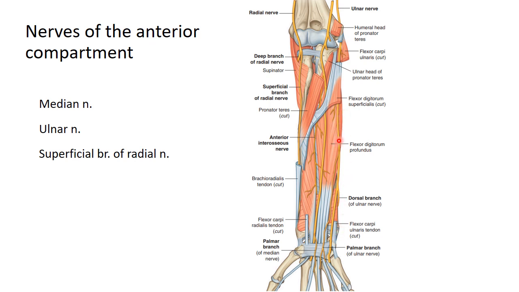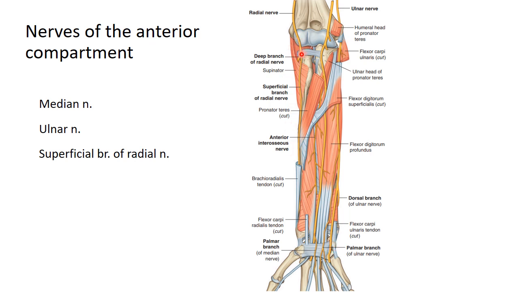It also gives cutaneous branches in the middle third. Here we see a cutaneous branch, the anterior or palmar branch, and a dorsal branch that will arise from it, and then they go to the hand supplying the little finger and the medial half of the ring finger on the anterior and posterior aspects. Cutaneous innervation will be discussed later. And of course it will give articular branches to the elbow and the wrist joints.